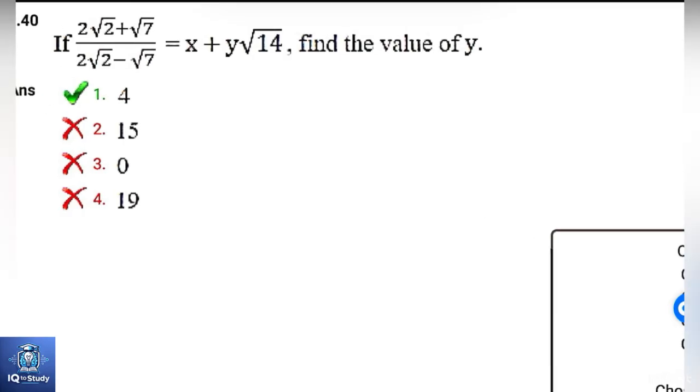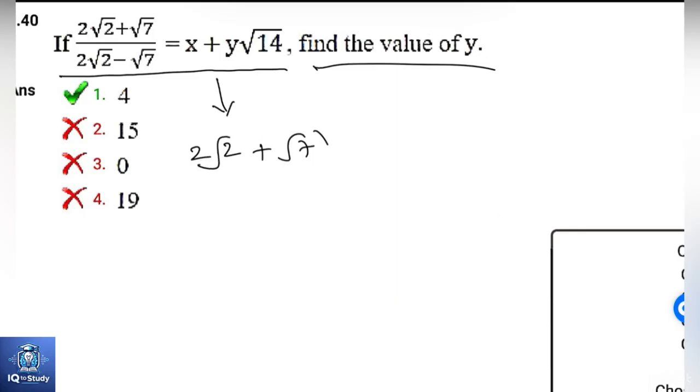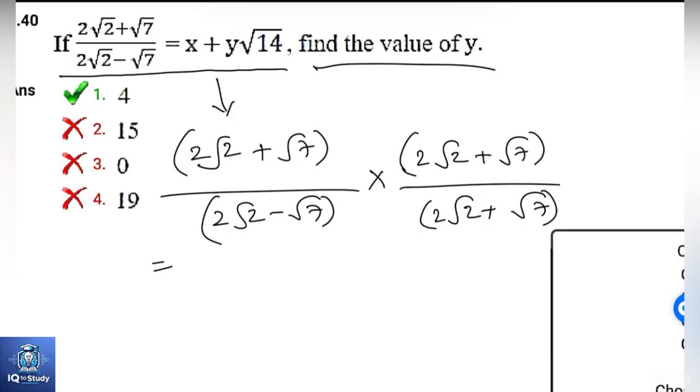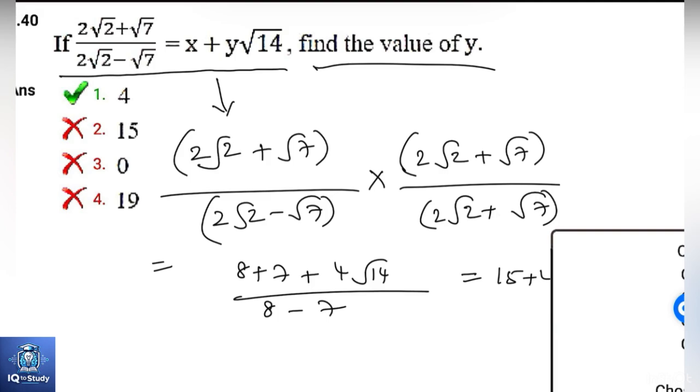If 2 root 2 plus root 7 by 2 root 2 minus root 7 is equal to x plus y root 14, find the value of y. Let's rationalize the above expression, which becomes 2 root 2 plus root 7 divided by 2 root 2 minus root 7 into 2 root 2 plus root 7 divided by 2 root 2 plus root 7, which becomes 8 plus 7 plus 4 root 14 divided by 8 minus 7, which is equal to 15 plus 4 root 14.